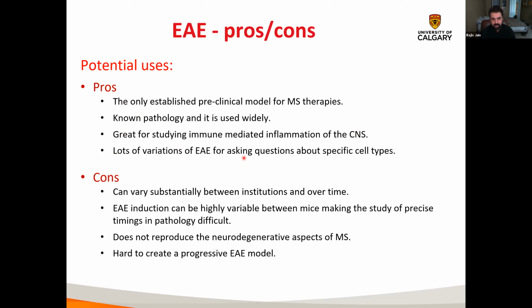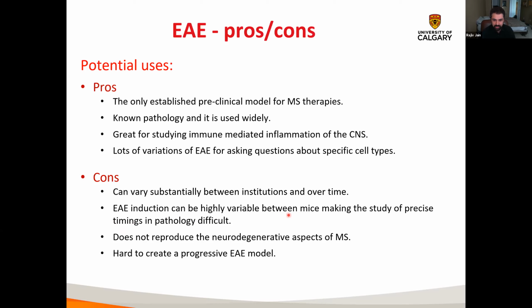There are also a lot of variations on EAE, and thus if you have a specific question you want to ask about a specific cell type, there's probably an EAE model that you can use to ask that question. The cons of this is that EAE can vary substantially between institutions and also potentially over time in a lab, and thus keeping things the same over time can be very difficult.